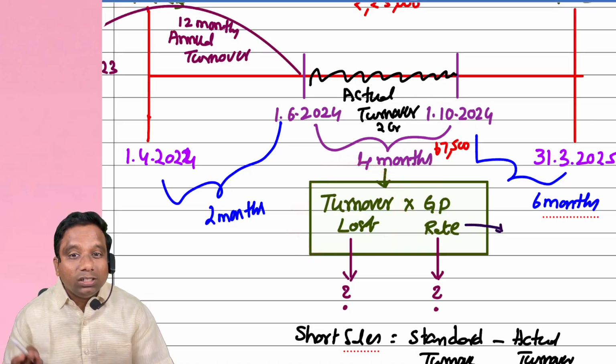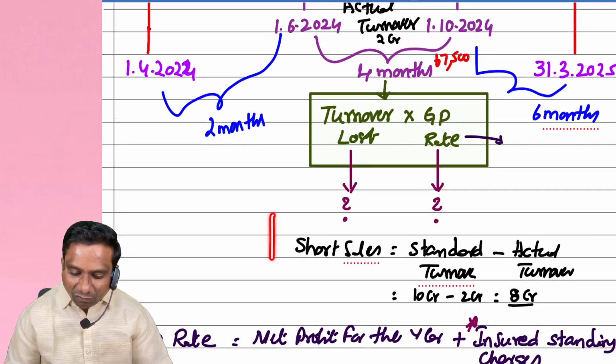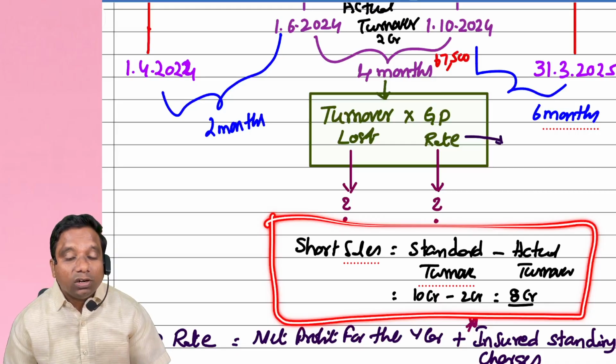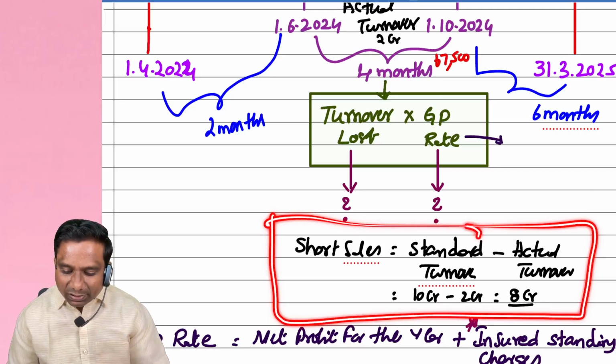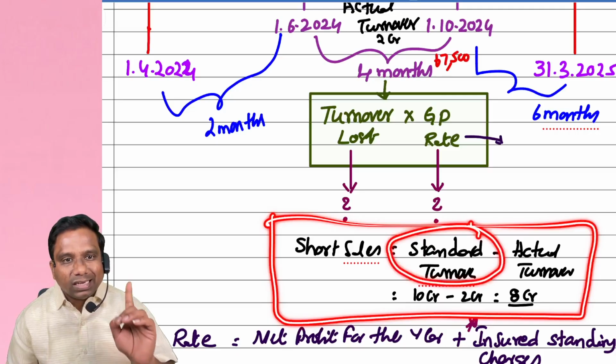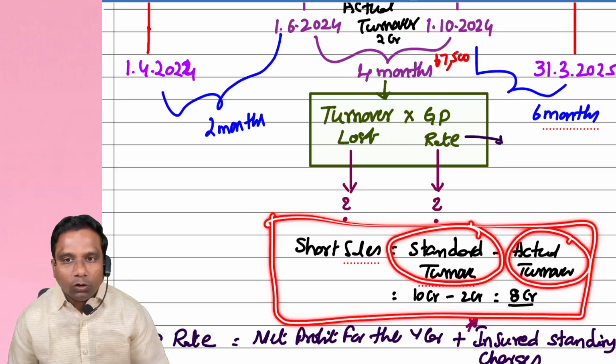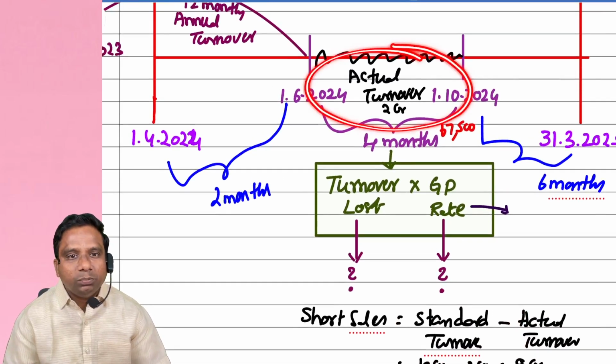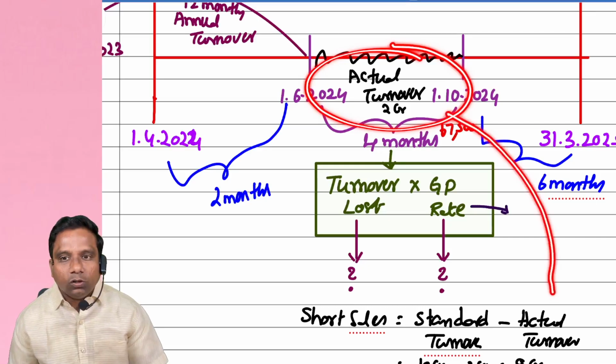How much turnover lost? For that, here we have a formula. Short sales. How do we calculate short sales? Short sales is nothing but standard turnover minus actual turnover. The actual turnover means what, sir? Actual turnover is nothing but the turnover made by the business organization during the disruption period. This is called actual turnover.